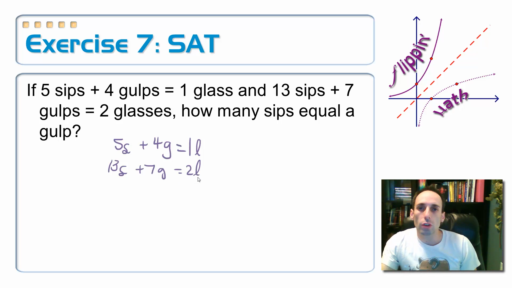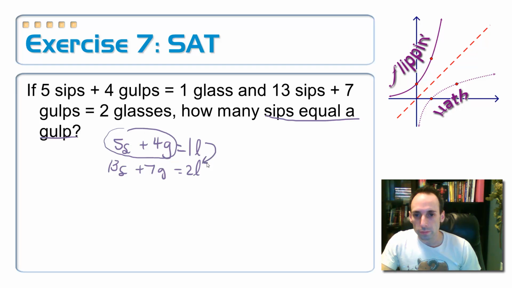equations. So the most that you can hope for is just to get rid of one of them. And if you look here, we're looking for how many sips equal a gulp, so what we have to get rid of is the L. And we can do that by substitution. We can take this expression and stick it in for L in the second equation. Solve it down and we should have our answer.